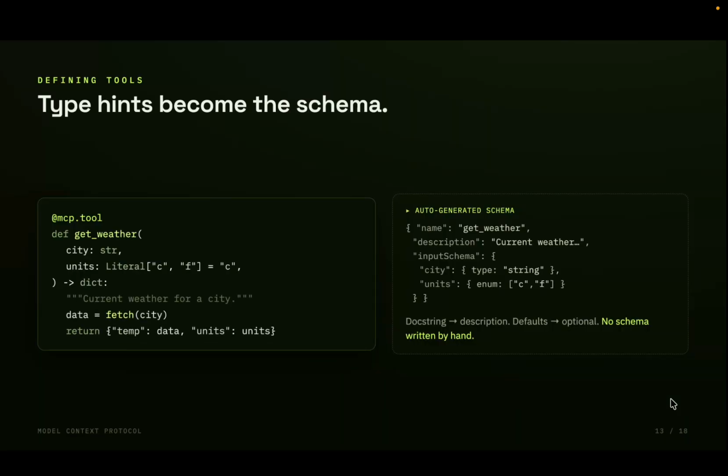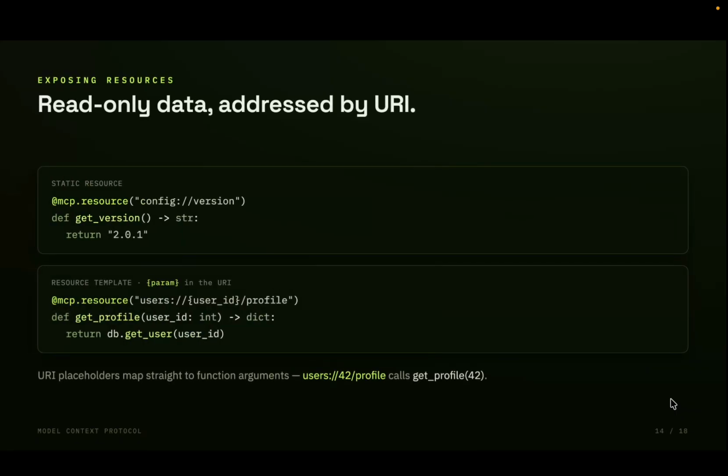Tools get richer fast. Annotate parameters with types. FastMCP converts the signature into JSON schema. The docstring becomes the tool description. Good type hints and a clear docstring are the difference between a tool the model uses correctly and one it ignores. Resources expose read-only data, each addressed by a URI.